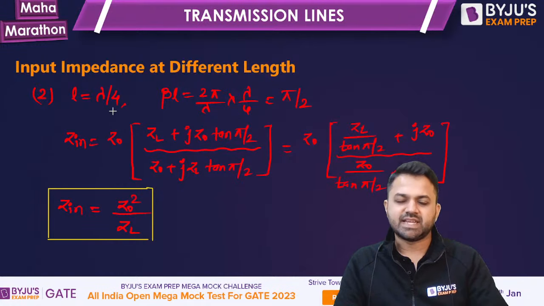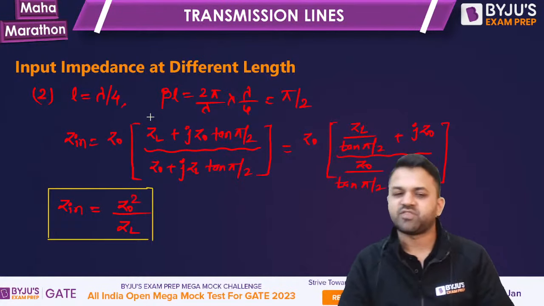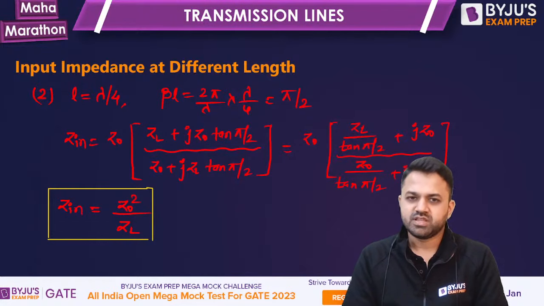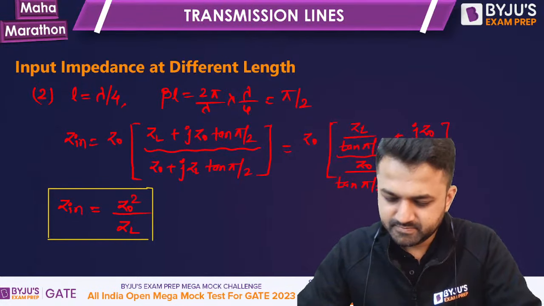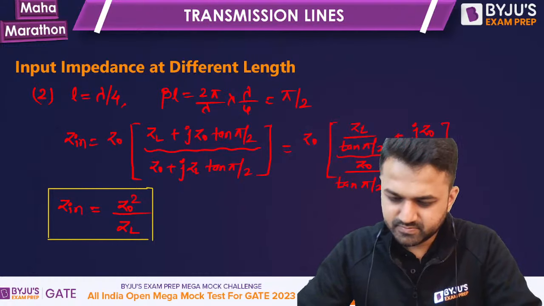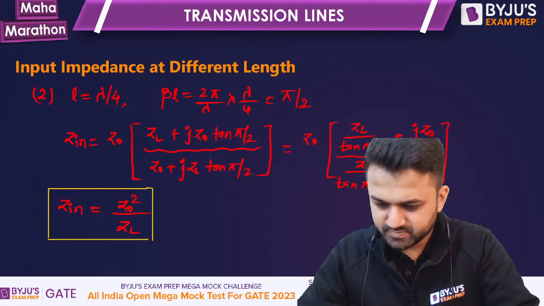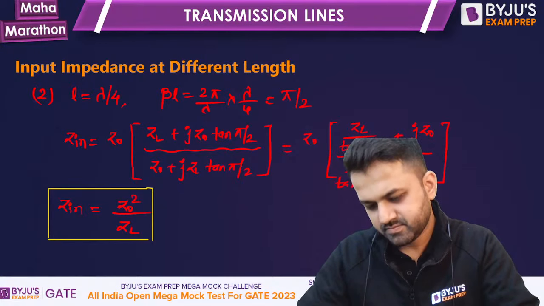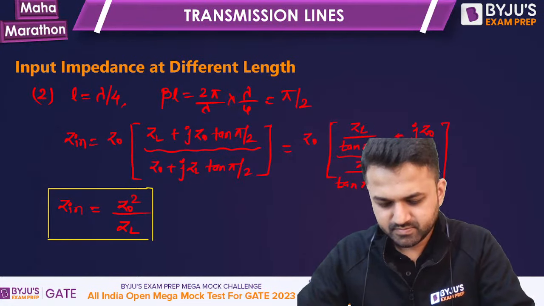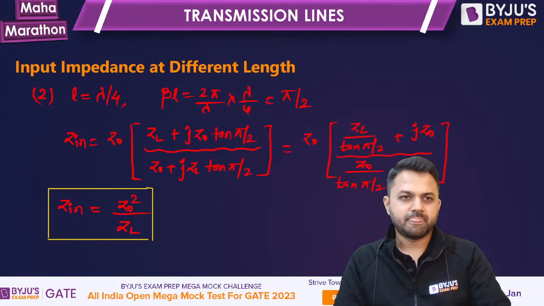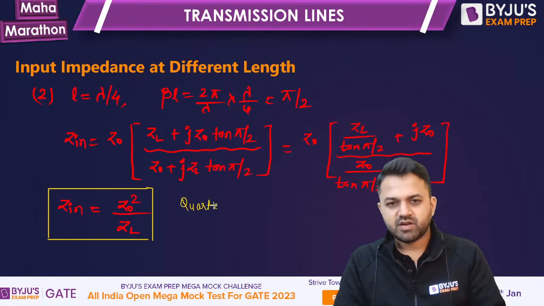So when the length of the transmission line is λ/4, what is the special name for this type of transmission line? If the length of the transmission line is λ/4, then what is the name of this type of transmission line? Yes, quarter wave transmission line. Okay, so we call it a quarter wave transformer.